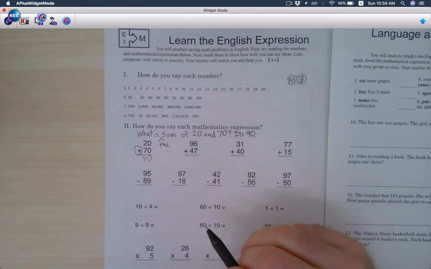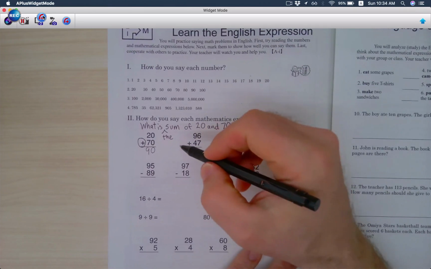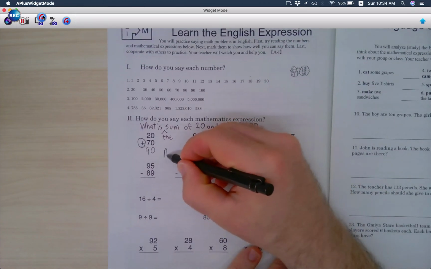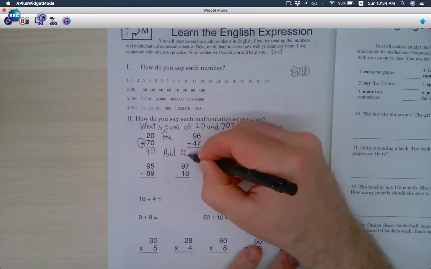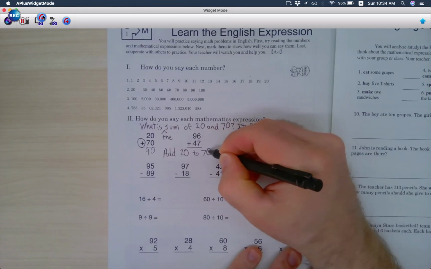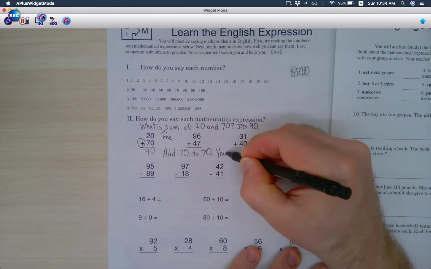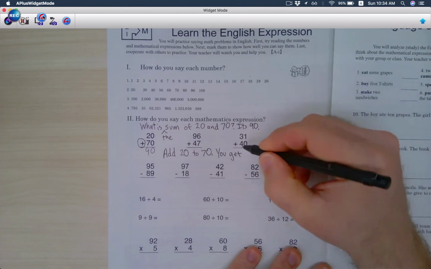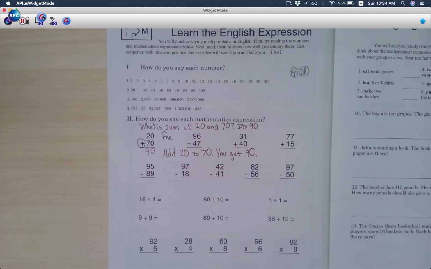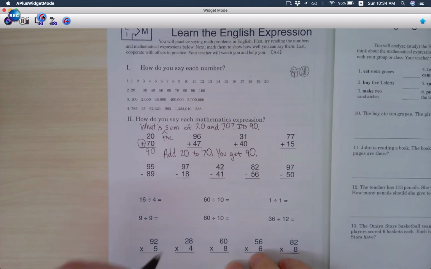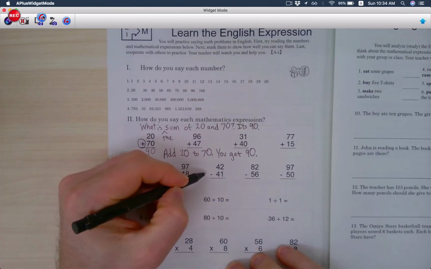We also used the word add. Add 20 to 70. You get 90. So we ended up with 3 different ways of saying this problem. That's 3 different expressions. Now, let's look at this problem.